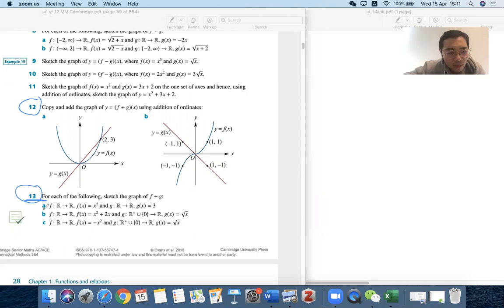So for example, here, our domain for both functions is R, and the relation is this one, okay? And for the next part, our F domain is R, but my G domain is R positive union 0. So it's equivalent to [0, infinity), with a square bracket, okay? And for my last one, the domain is R, and again, it's R positive union 0, okay?